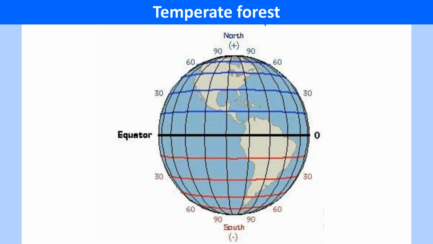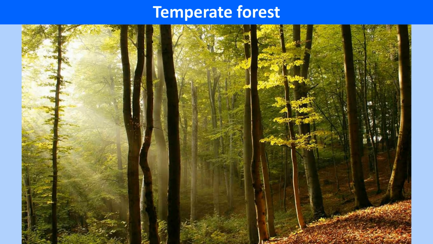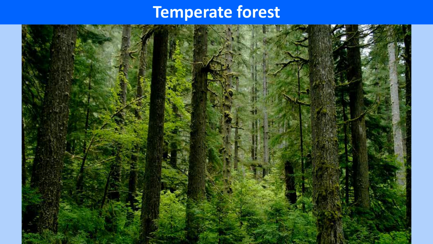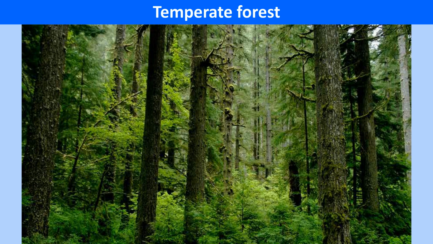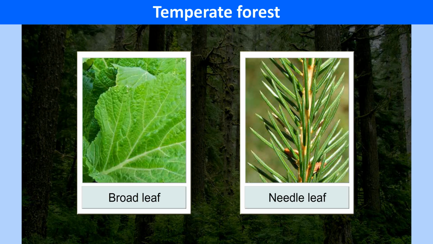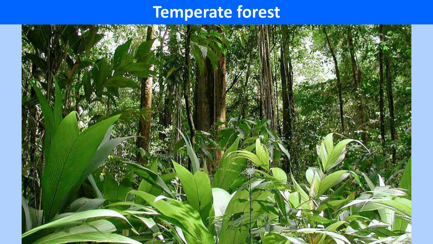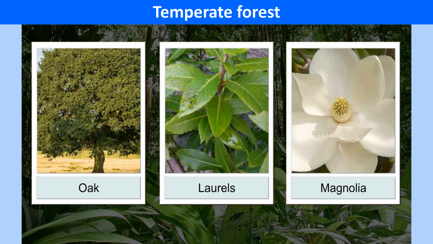Temperate forests. These are found in the mid-latitudes between 30° and 50° latitudes, both north and south of the equator. Here again, you will find both evergreen and deciduous forests. The temperate evergreen forests are found in areas with mild winters and abundant rainfall throughout the year. These are generally of two types, broadleaf and needleleaf. The broadleaf evergreen forests have medium-sized trees with small leathery leaves such as evergreen oaks, laurels, and magnolia.